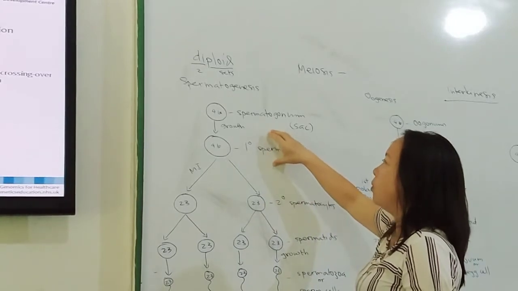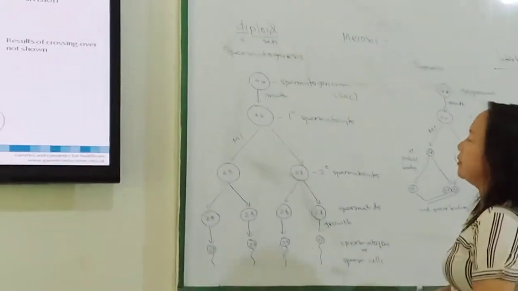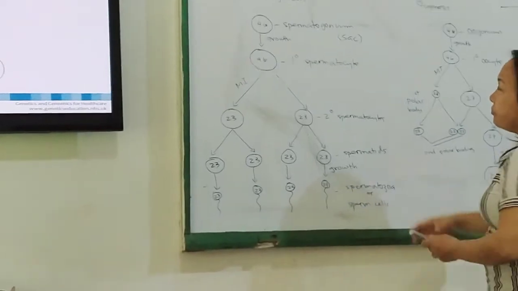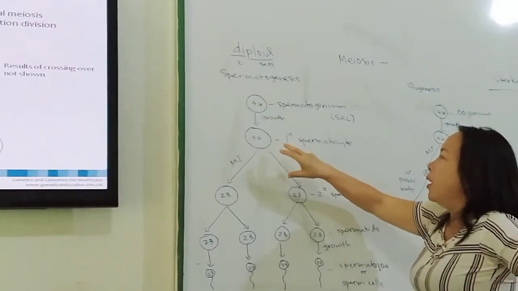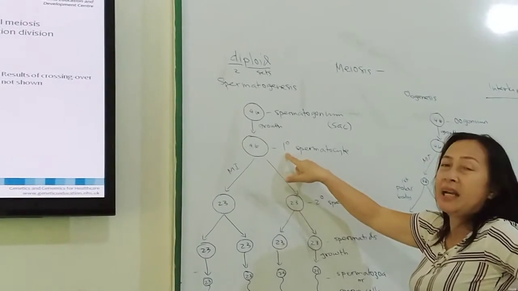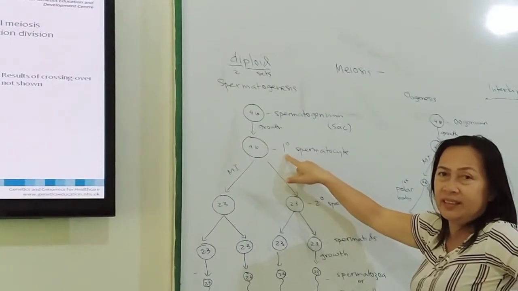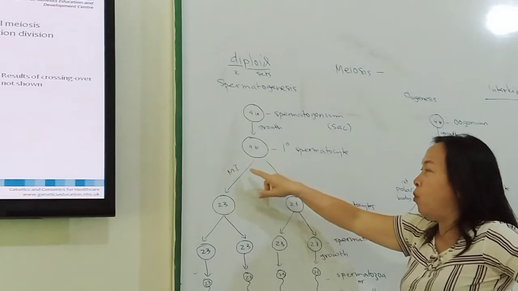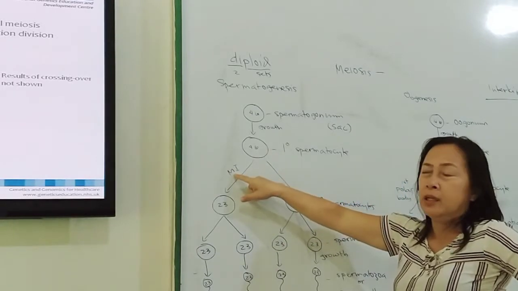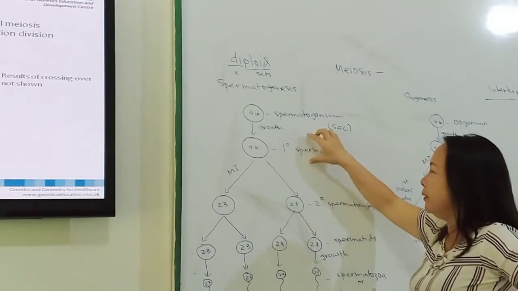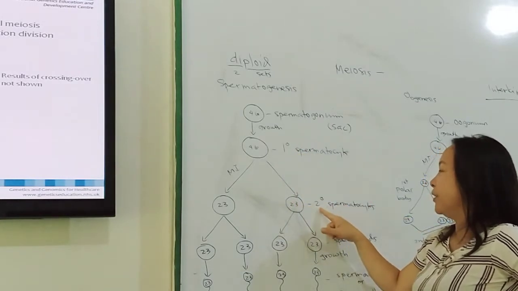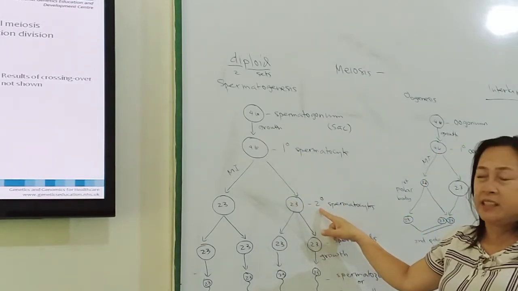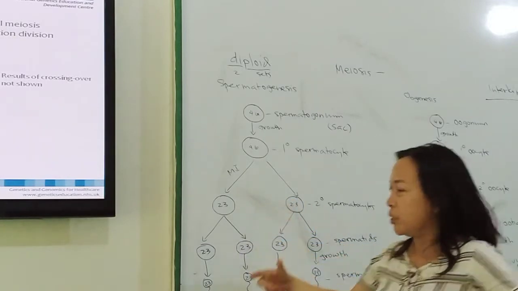Now, this is how spermatogenesis is done. This is the diagram. Now, the one that will undergo meiosis 1 is the primary spermatocyte. It first undergoes meiosis 1. The result of meiosis 1, the primary spermatocyte will be converted into secondary spermatocyte. So there will be 2.